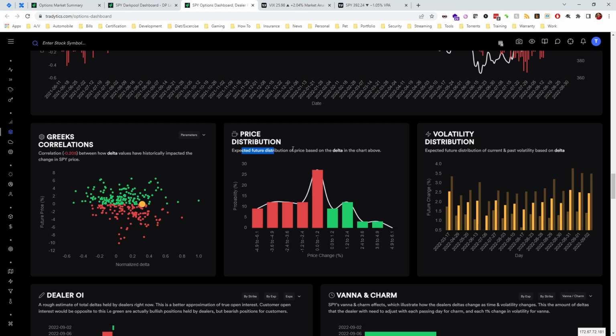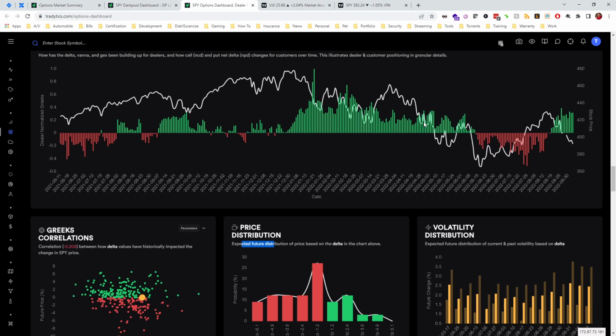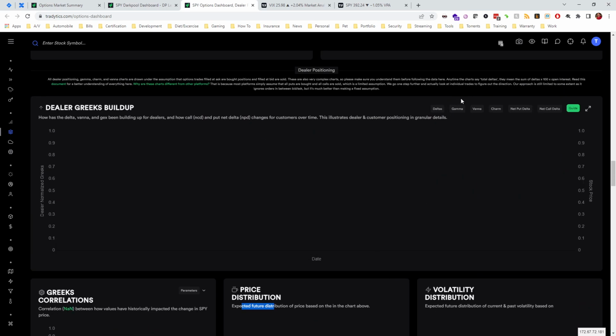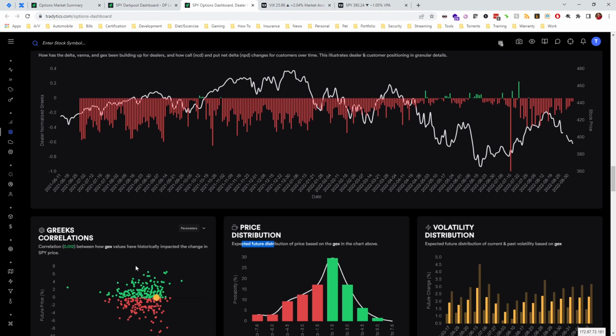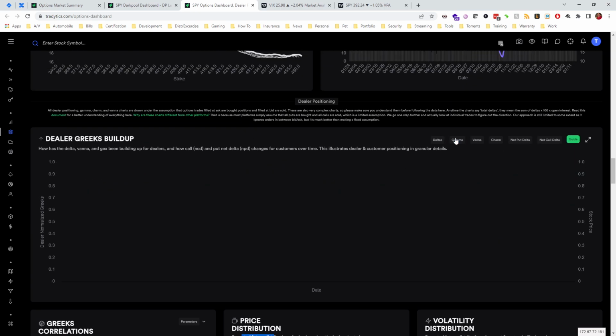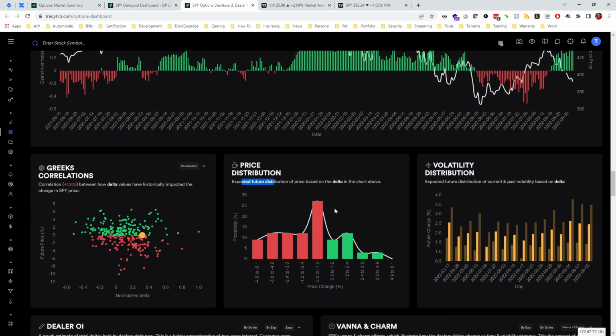So we can see the expected future distribution of price based on delta in the chart above, because that's what we selected. Again, this will change based on what we choose here, but it's very important to make sure that you have a good correlation, as close to or above 0.2 or negative 0.2. If we leave this as deltas, we can see that the probability of us getting anywhere from a 0 to negative 1.2% move over the course of the next 5 days is around 27%, which, compared to anything else on this chart, is a very strong probability.